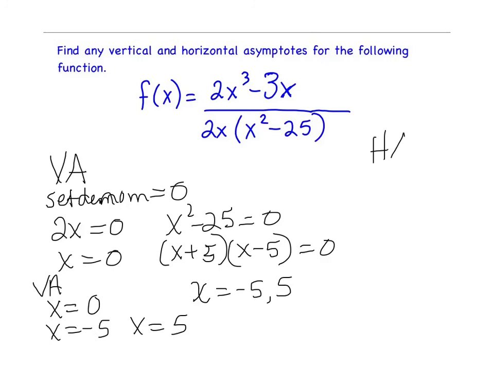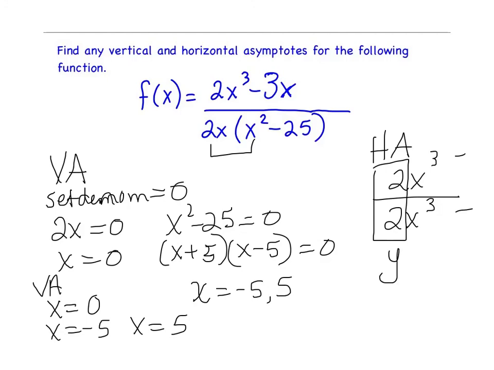For horizontal asymptote, I'm just going to write the highest power in the numerator, and then I'm going to have to multiply. So in the denominator, I'm going to get 2x to the third. Now I don't care about the rest of the denominator, I just want to look at the powers. I can see that the powers are the same, so I'm going to take the coefficients. So it would be y equals 2 over 2, which is 1.